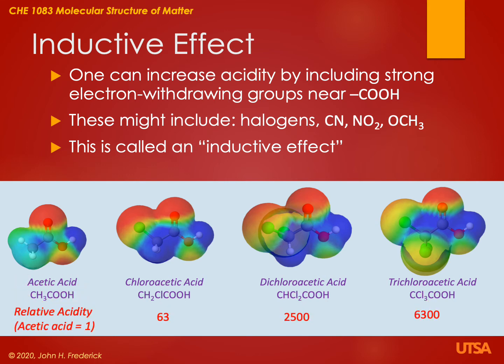Well, if acetic acid is 1, chloroacetic acid is 63 times more acidic. Dichloroacetic acid is 2,500 times more acidic, and trichloroacetic acid is 6,300 times more acidic. So you can see directly that the addition of these electron withdrawing groups, this inductive effect, has greatly increased the acidity of what originally was acetic acid.